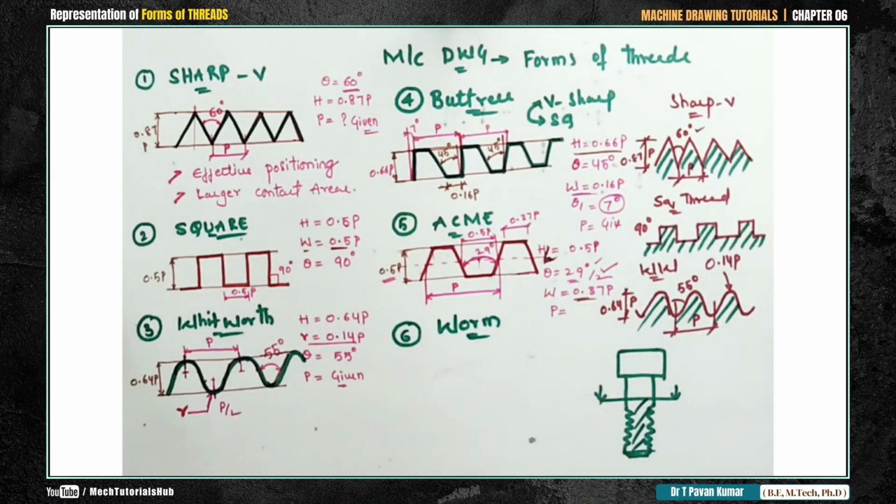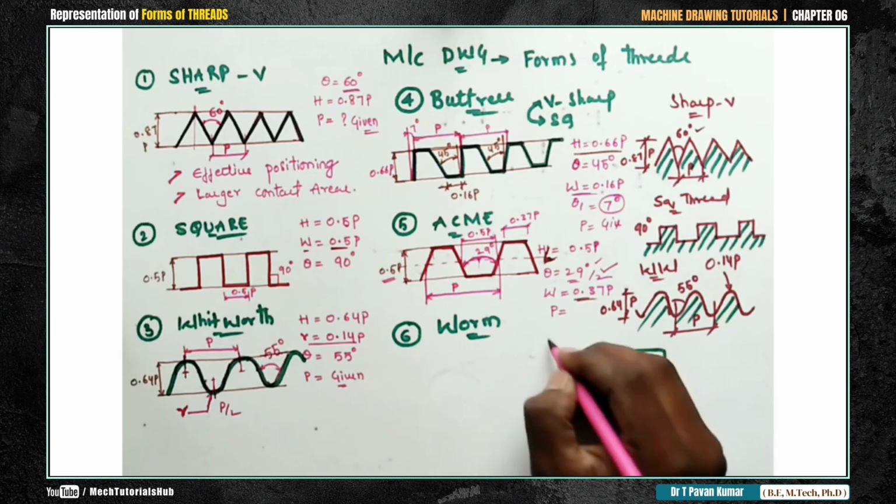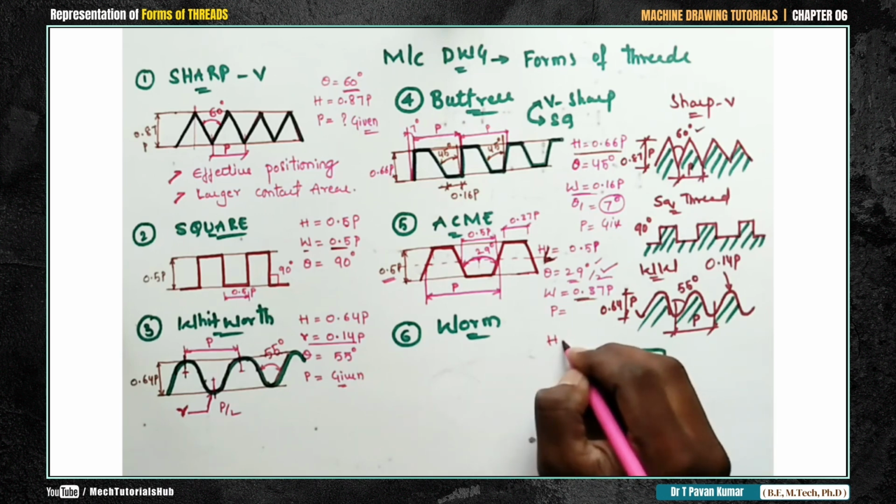Okay, now this is a similarity between these two. 29 degrees is the angle, and the pitch will be given to you. Width is equal to 0.34 p. Here also it is almost similar, 0.37 p, 0.34 p given value. Simple. I'll do it a bit faster this time.